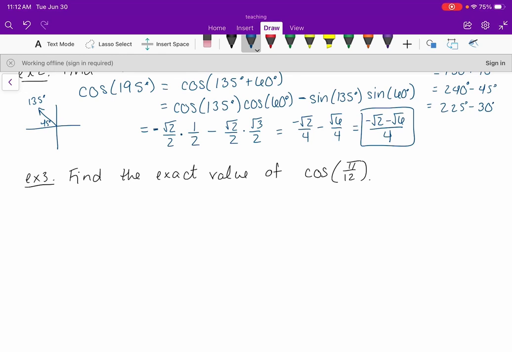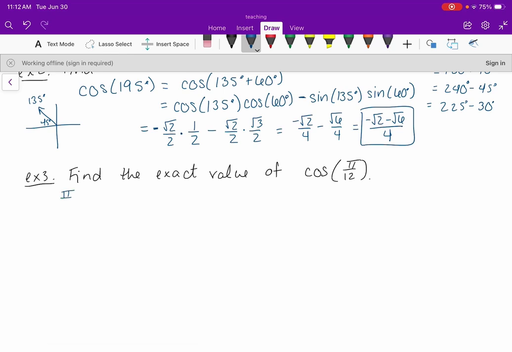So for pi over 12, if I look at pi over 3, pi over 4, and pi over 6, this is 60 degrees, 45 degrees, 30 degrees. If I make these have denominators of 12, this would be 4 pi over 12, 3 pi over 12, 2 pi over 12. To get to pi over 12, I will have to use some kind of subtraction. I can't add any of these and get a 1 here.